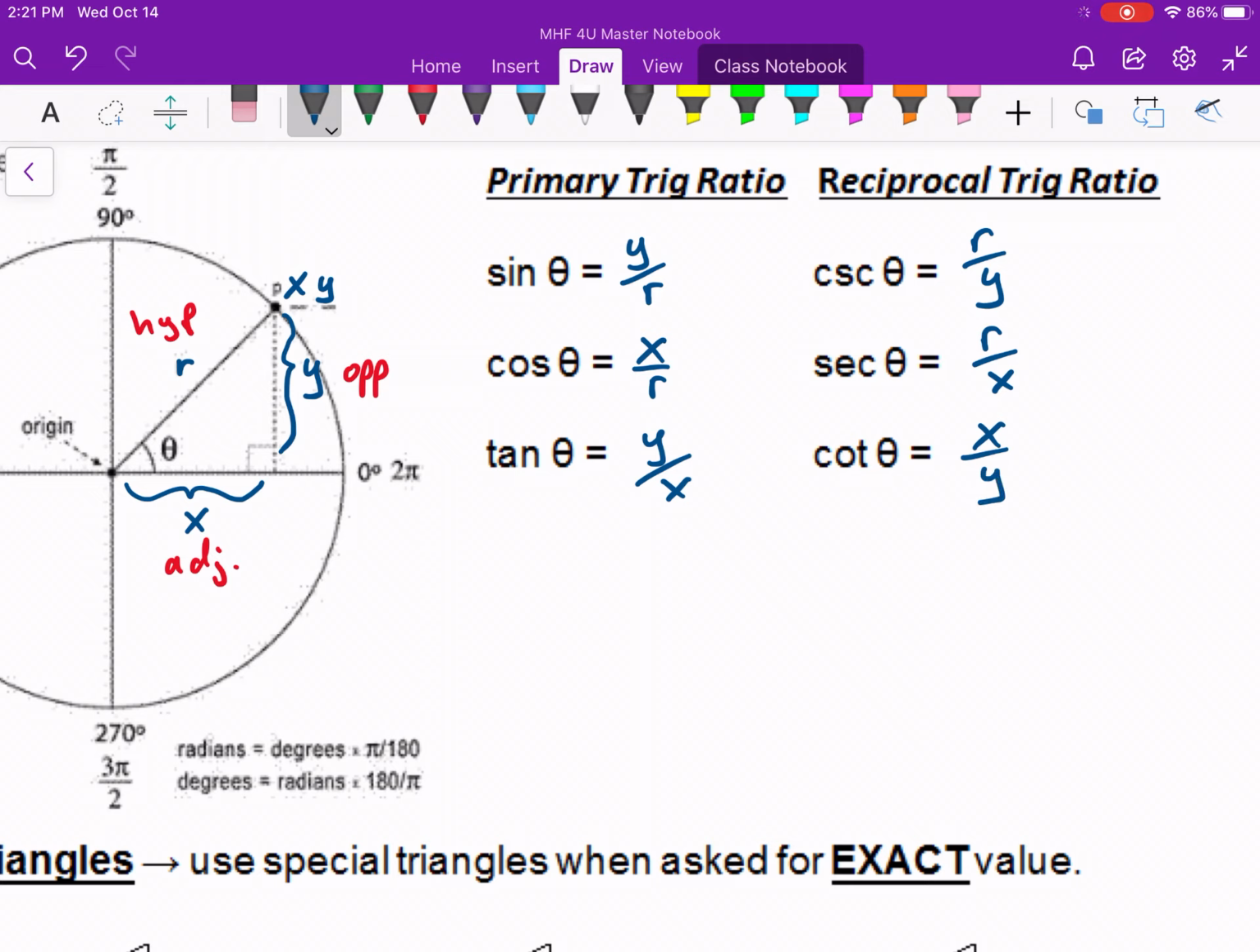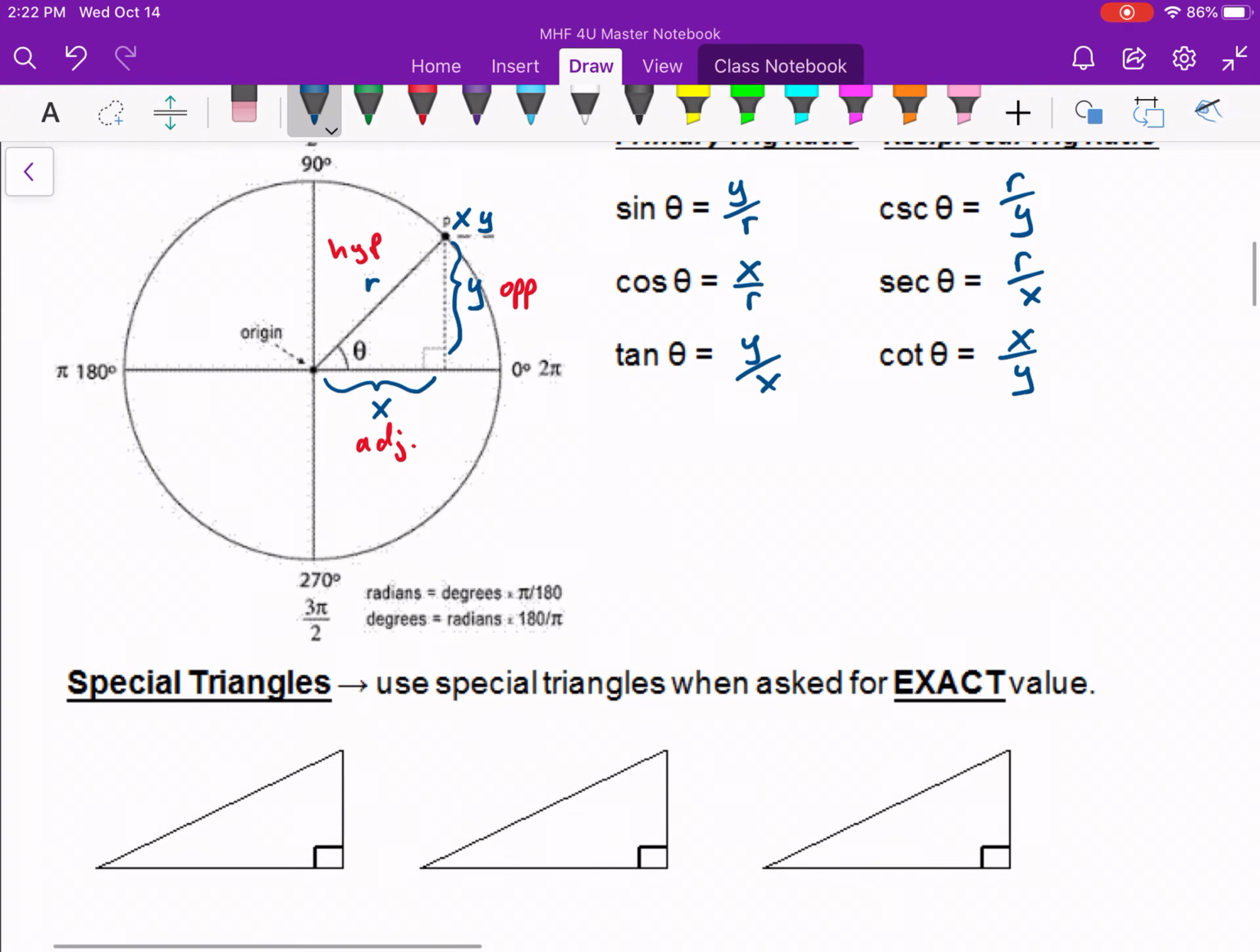So when we have actual x and y values, numbers for a particular point, we can use those values, the x and y, to calculate r using the Pythagorean theorem, since it's a right triangle, and we can come up with all the trig ratios that we need.